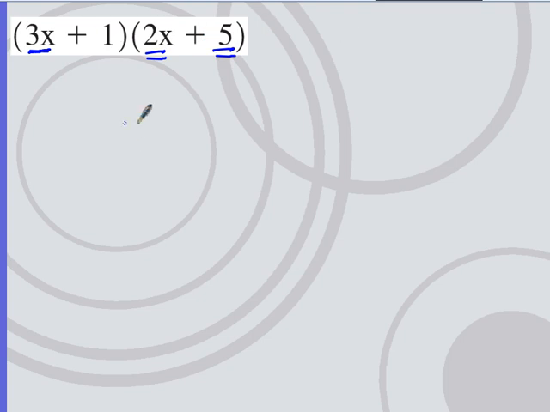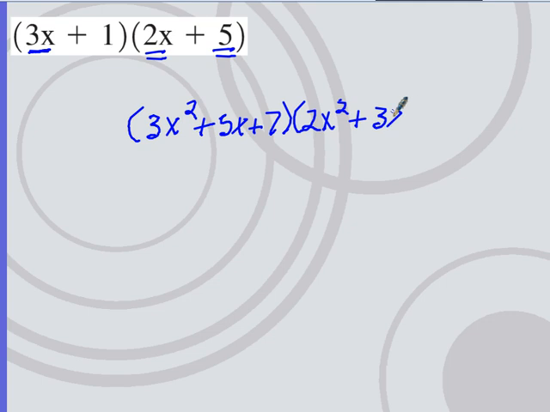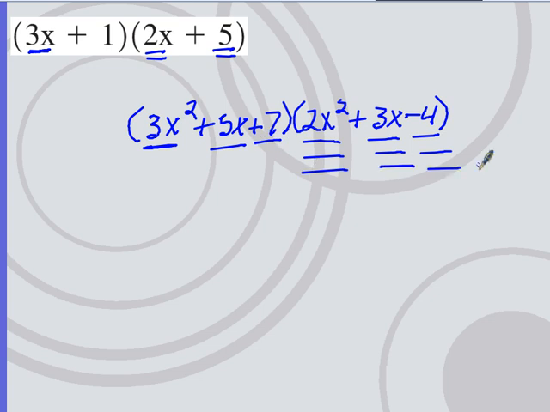And the reason I teach it like the distributive property, because what if you had this problem? 3x squared plus 5x plus 7, times 2x squared plus 3x minus 4. It's hard to FOIL that, because there's more than just a first, outside, inside, last. But if you know that this is distributive property, you're going to take 3x squared, multiply it by all three things. You're going to take 5x, multiply it by all three things. You're going to take 7, multiply it by all three things. There's 9 things to multiply together there. But it's the distributive property. That's all it is.